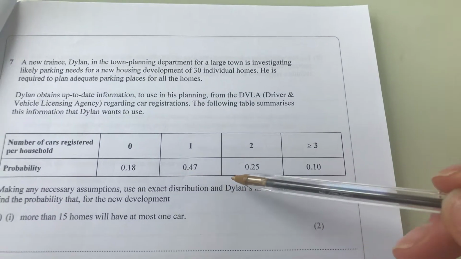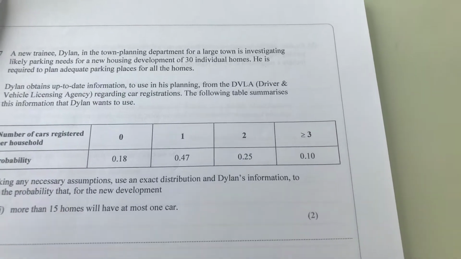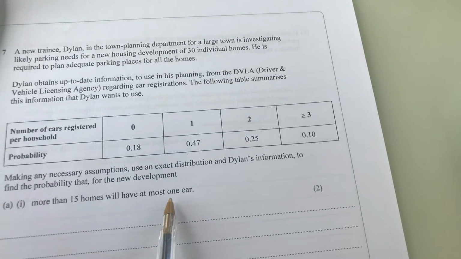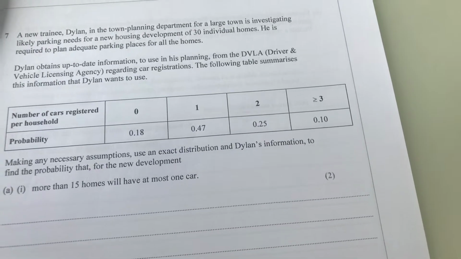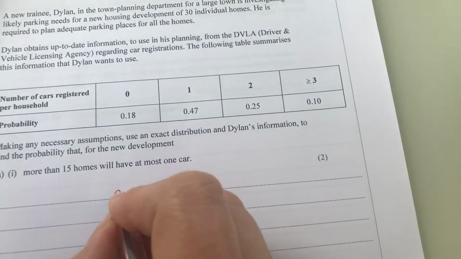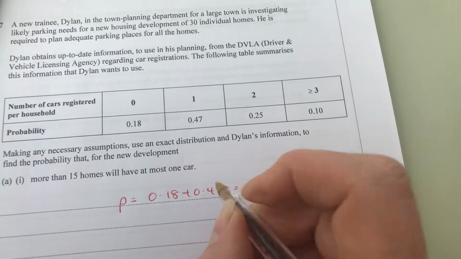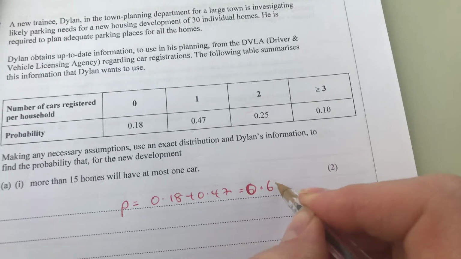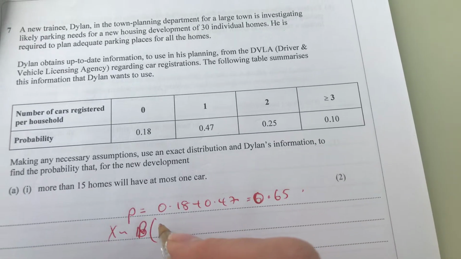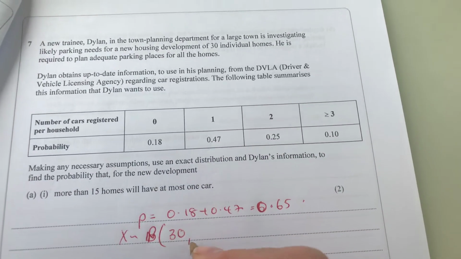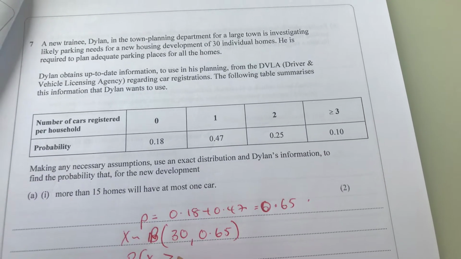Make any necessary assumption and use an exact distribution and Dylan's information to find the probability that for a new development more than 15 homes will have at most one car. So at most one car means the probability is 0.18 plus 0.47, which is 0.65. So, binomial, 30 homes, 0.65. I want the probability that x is greater than 15.